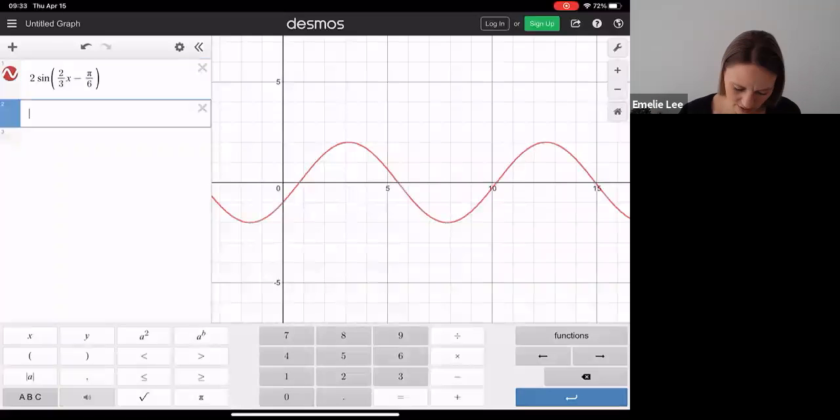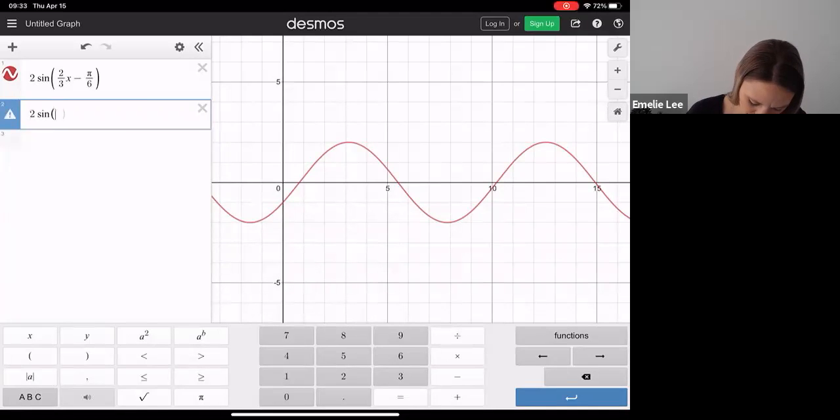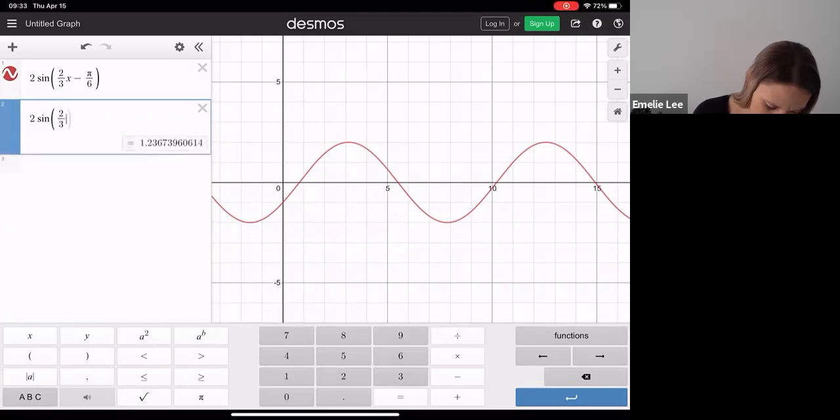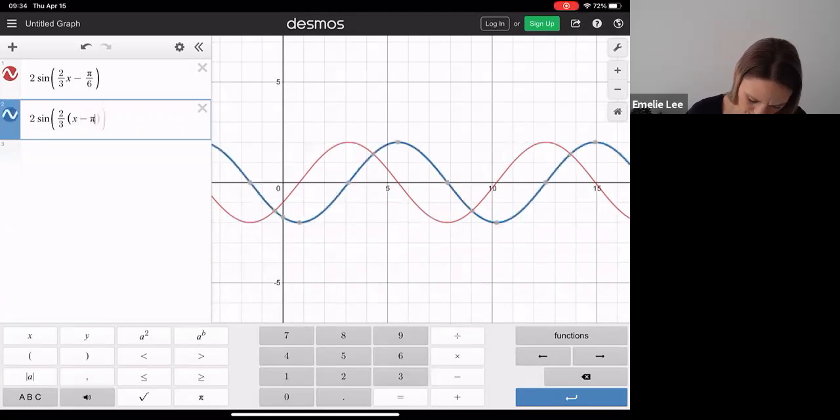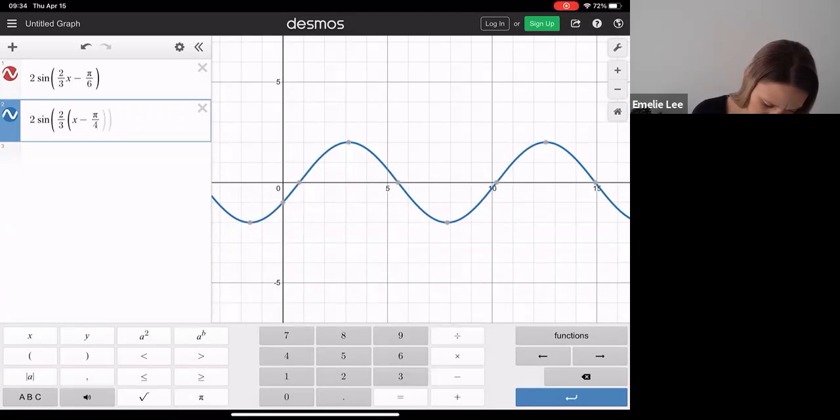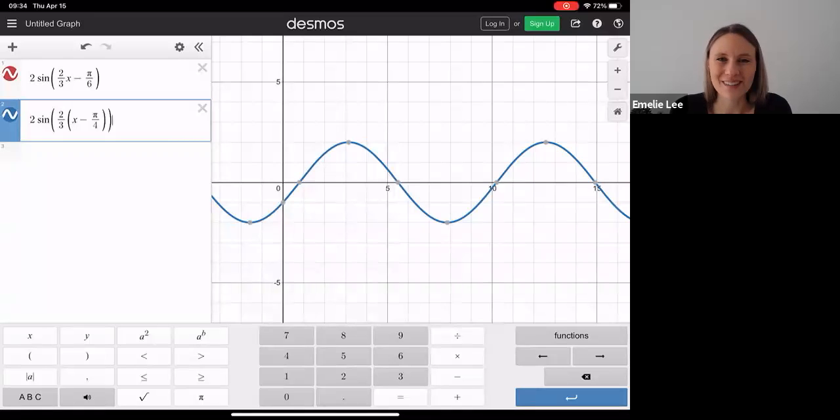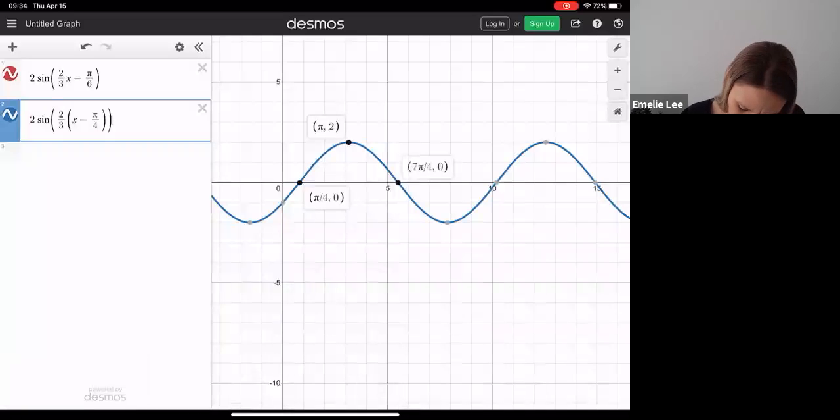Okay, what I want to do is I also want to graph our factored version just to make sure that it overlaps the one that we were supposed to have, just to make sure that they're the same. So I need 2 times the sine of 2 over 3, and then I'm going to put the brackets here, times x minus pi over 4, and then end bracket, end bracket. Hey, looks good, right? Looks like they overlap, so they're the same. So that is a really good sign, because that means that this 2 over 3 that we extracted, we did it properly, right? So you can always check your work.